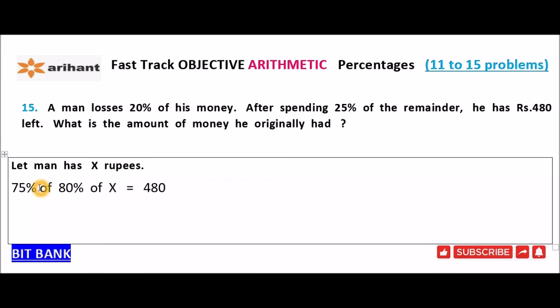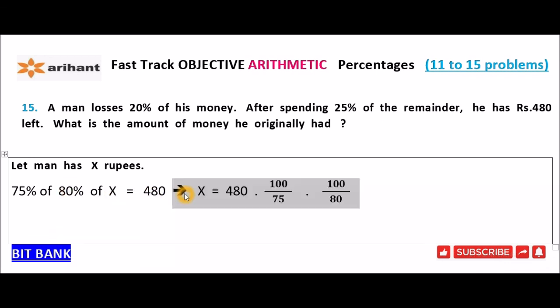I want the value of x. If I send this 75 by 100 to the right side, it becomes 100 by 75. And if I send this 80 by 100 to the right side, it becomes 100 by 80. So x is equal to 480 into 100 by 75 into 100 by 80. After simplification, 6 80s are 480. So 6 is here. 6 into 4 by 3. 2 3s are 6. So 2 into 4 into 100, 800. So x is equal to 800. The amount of money originally he had is 800 rupees.